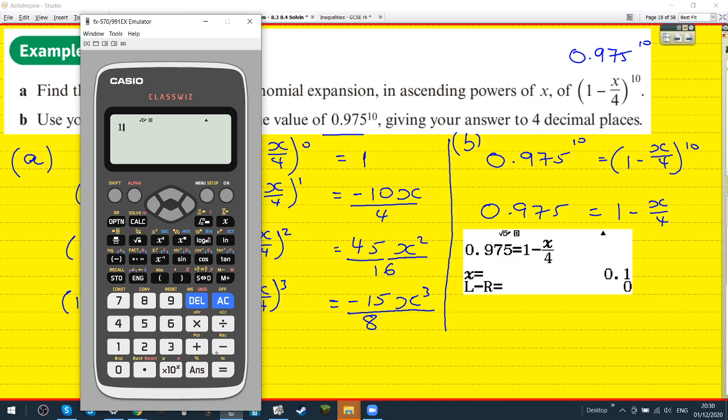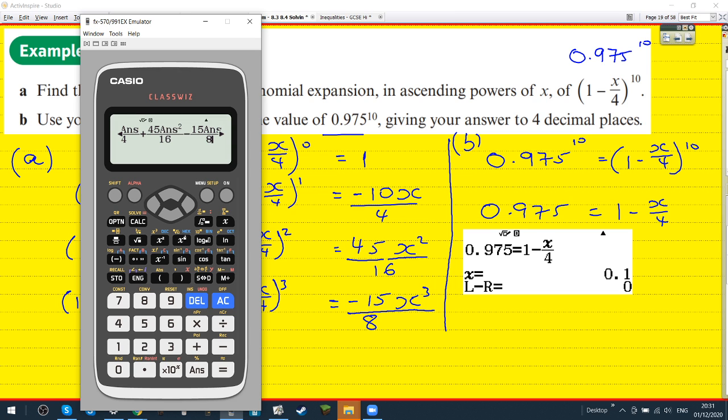And so it's like 1 minus 10 times the answer over 4. And you could put in times 0.1 if you wanted. Plus 45 times answer squared over 16. That type of stuff. Minus 15 answer cubed, or 0.1 cubed if you're doing it that way, over 8.